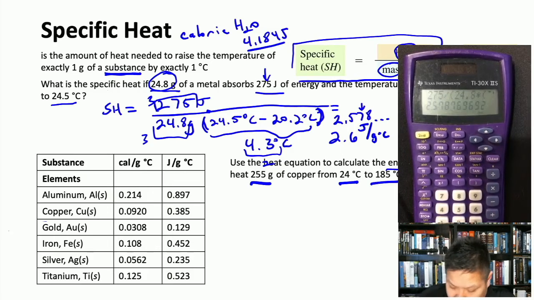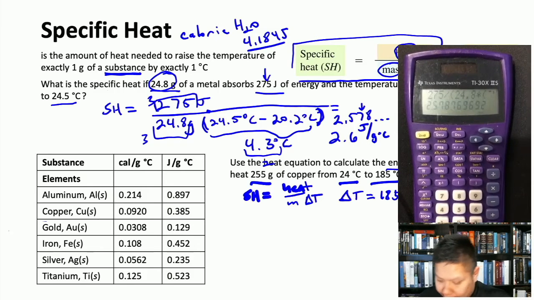Again, we have our specific heat equation over delta T, right? So let's make things easier on ourselves and do the delta T part first. So delta T here equals 185 degrees Celsius minus 24 degrees Celsius, right? And that equals 161 degrees Celsius. And now that we have this number, we can go ahead and do some dimensional analysis again, actually. It looks a lot like it, right?